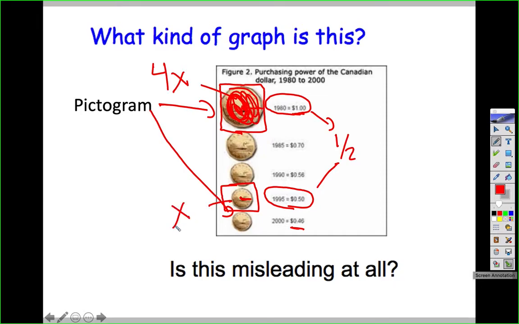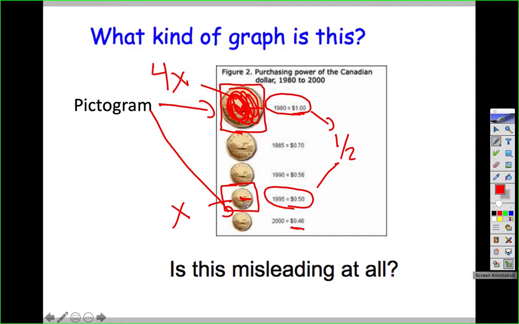So is that misleading? Absolutely. It looks like in 1990, the Canadian dollar was amazing. But then when you got to 1995, the dollar was worth looks like nothing. When really they said, oh, it's really worth half, but let's make the picture 4 times smaller.